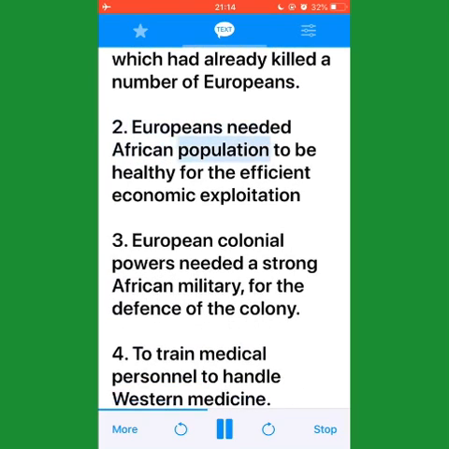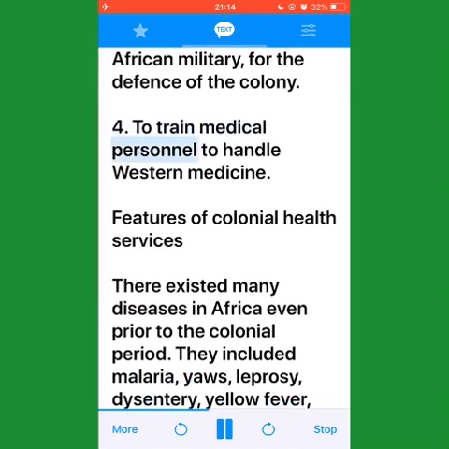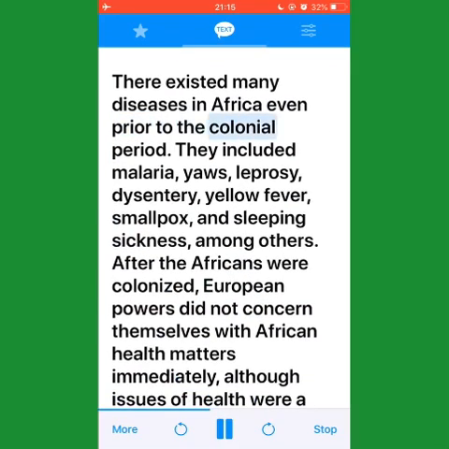2. Europeans needed African population to be healthy for the efficient economic exploitation. 3. European colonial powers needed a strong African military for the defense of the colony. 4. To train medical personnel to handle Western medicine. Features of colonial health services. There existed many diseases in Africa even prior to the colonial period. They included malaria, yaws, leprosy, dysentery, yellow fever, smallpox, and sleeping sickness, among others.